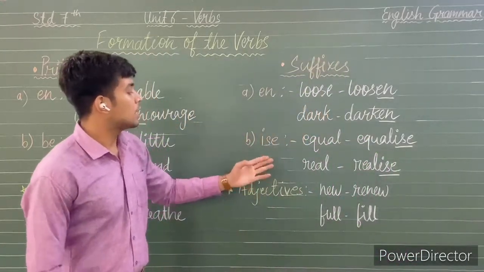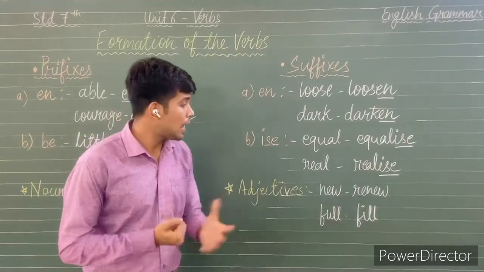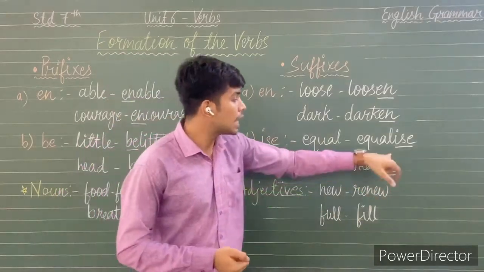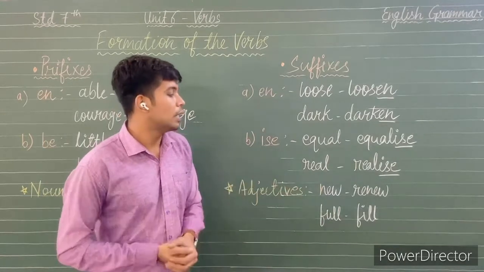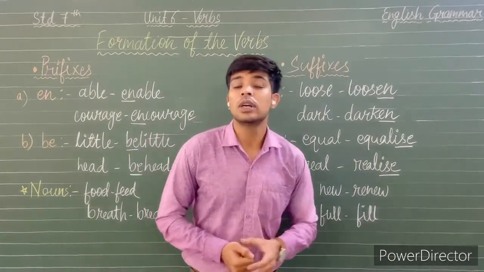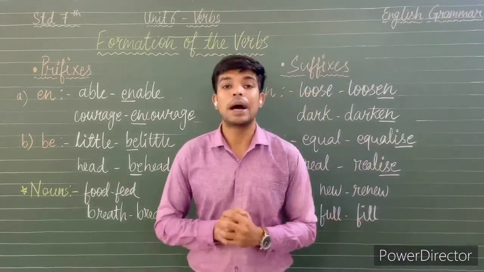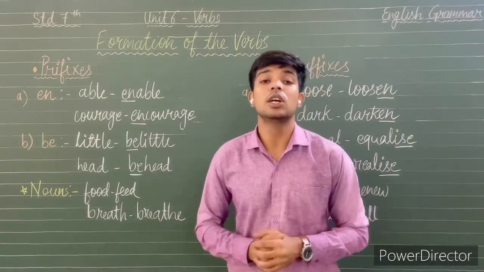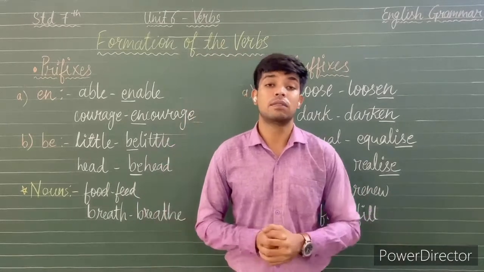On the suffix side, ize is the suffix. If it is added to the word equal, the verb becomes equalize, and if it is added to real, it becomes the verb realize. So this is how the formation of verbs is done: by adding a suffix or prefix to the basic word, we can make different verbs.